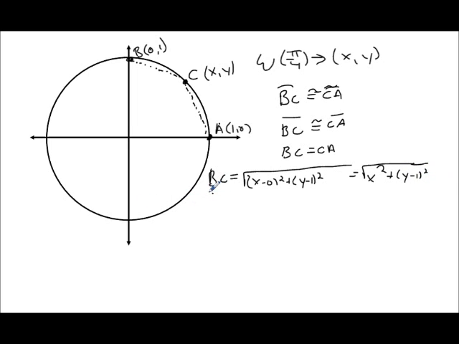Okay, length CA is equal to, since we have coordinates, we use the distance formula. Let's go x minus 1 quantity squared plus y minus 0 quantity squared. Simplify that down a little bit, and we have x minus 1 squared plus y squared. We originally said that the lengths of the segments are equal to each other. Therefore, since BC is equal to this quantity, CA is equal to this quantity, we can set these two quantities equal to each other.